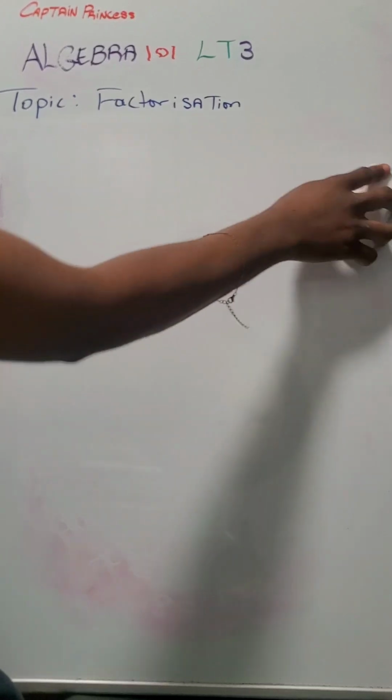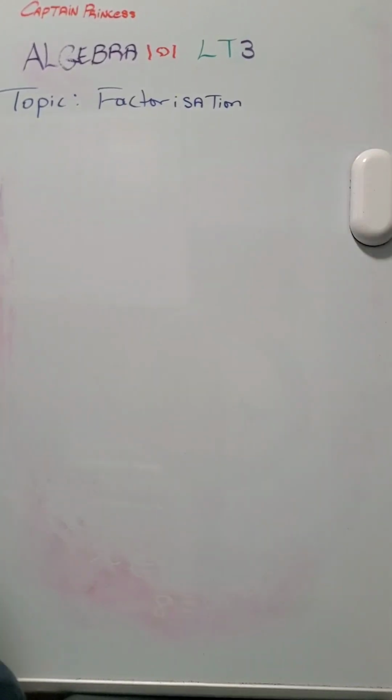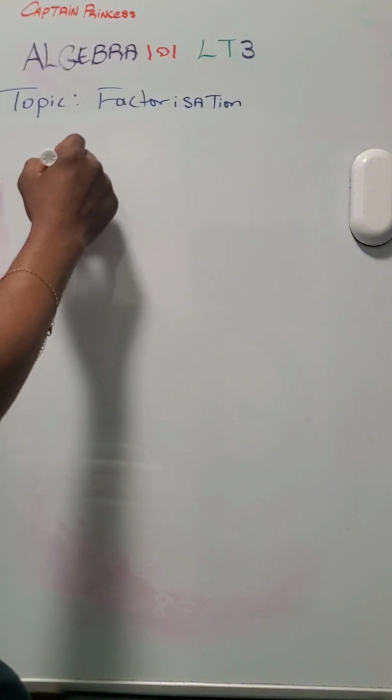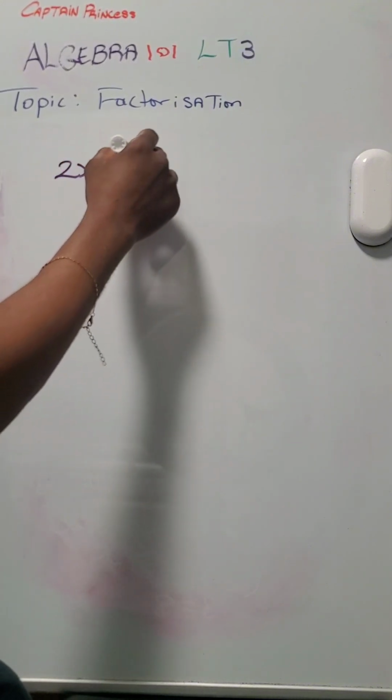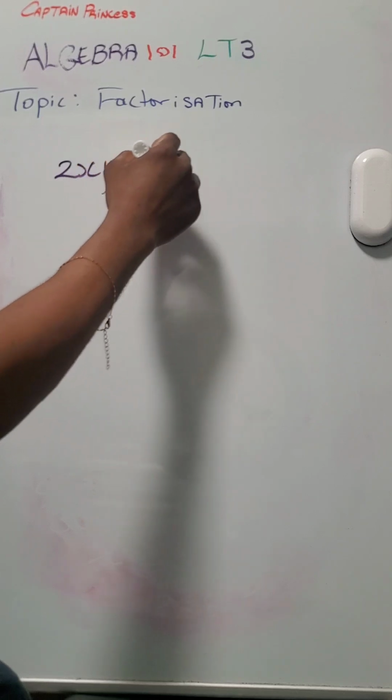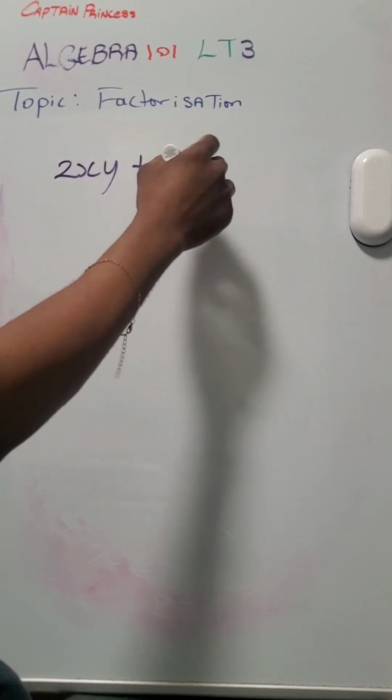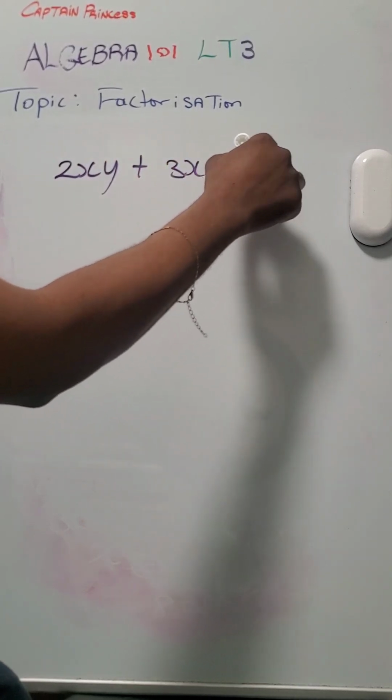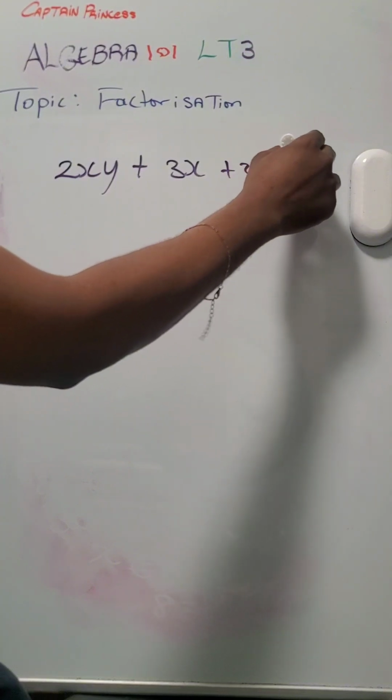So you have to rearrange it so that it can satisfy the expression and the rule. Okay guys, so that's it for today's lecture. I want to do one more. So let's do one more. Here I'm going to write 2xy plus 3x plus 2y plus 3.